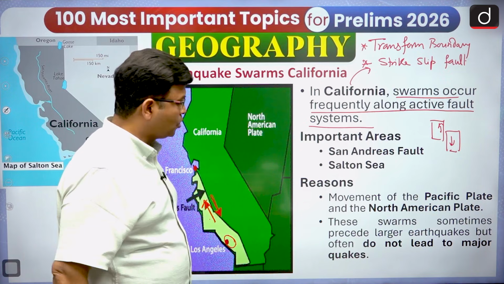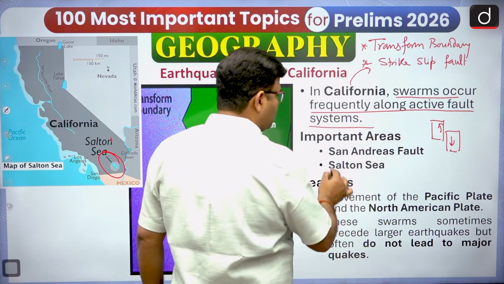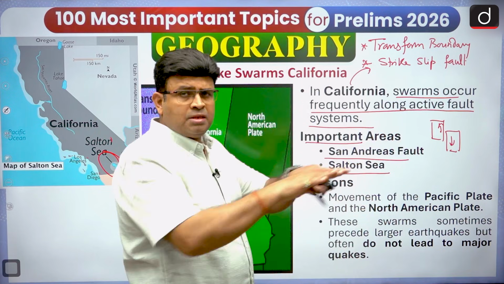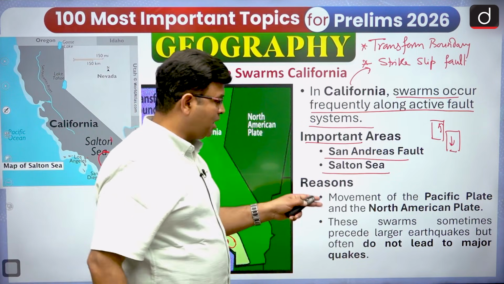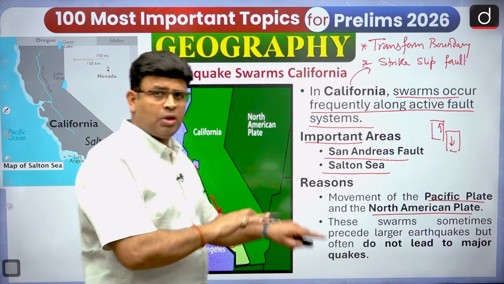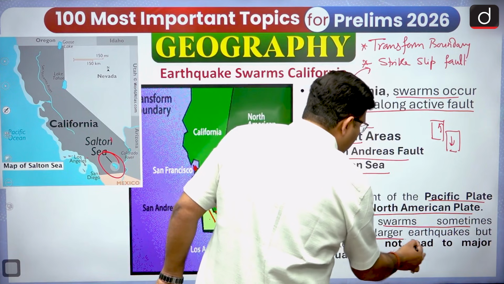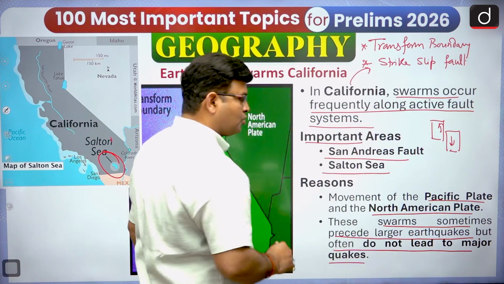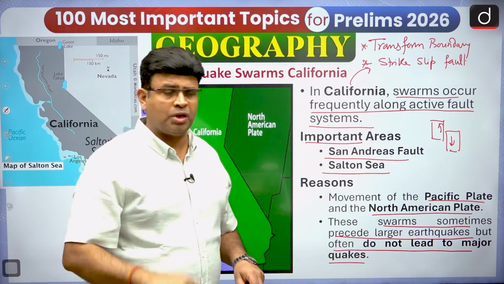So in California, swarms occur frequently along the active fault. Important areas associated are the San Andreas Fault and the Salton Sea. The reason is that on one side is the Pacific plate and on the other is the North American plate, and this movement of the Pacific plate and the North American plate takes place along it. These swarms sometimes precede large earthquakes, but often do not lead to major earthquakes.